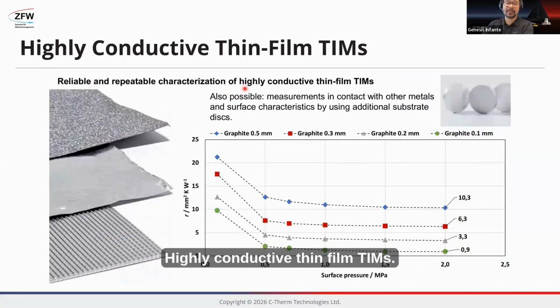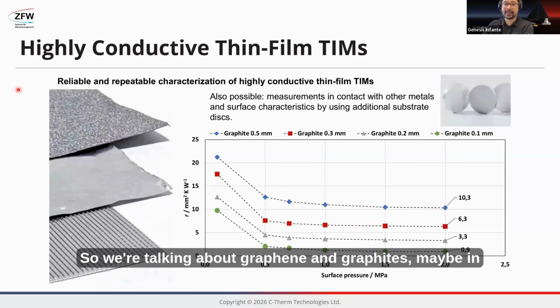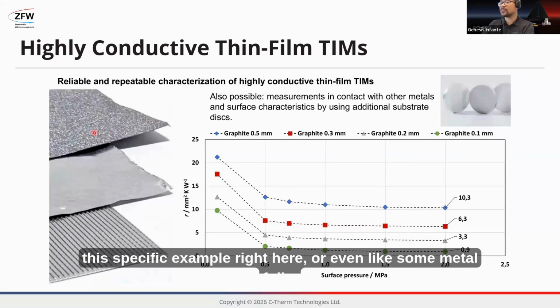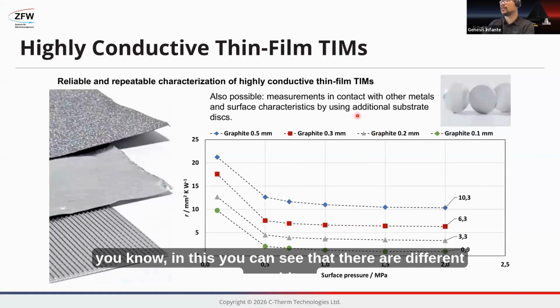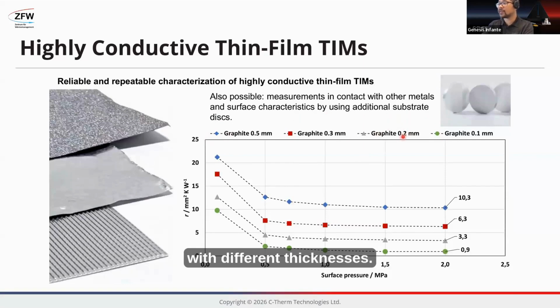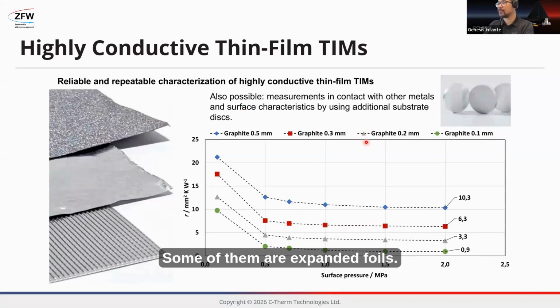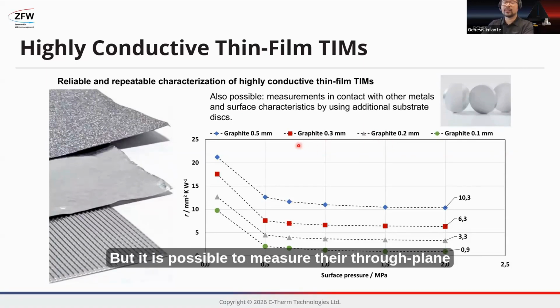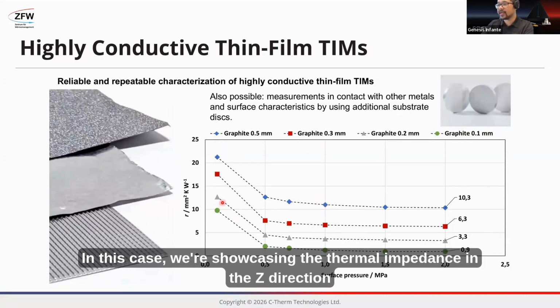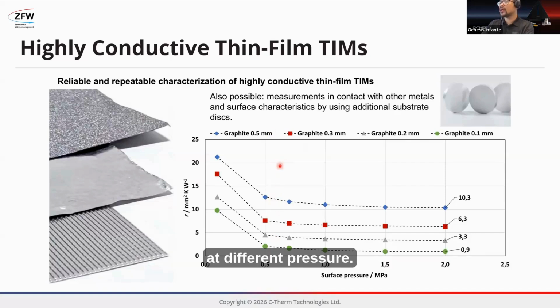Highly conductive thin film TIMs. So we're talking about graphene and graphites, maybe in this specific example, or even some metal foils. In this case, you can see that there are different graphites with different thicknesses. Some of them are most likely going to be pyrolytic, some of them are expanded foils, but it is possible to measure their through-plane thermal properties. In this case, we're showcasing the thermal impedance in the Z direction at different pressures.